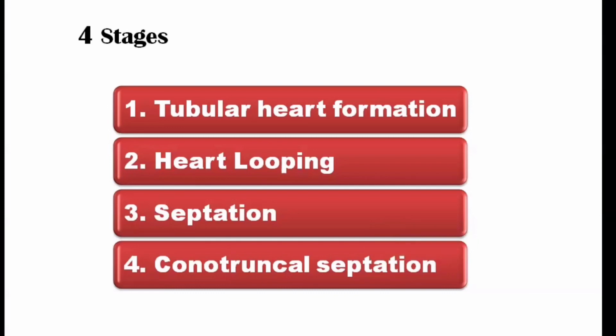First, you have the tubular heart formation. Then you have heart looping, septation, and conotruncal septation. Now, conotruncal septation is where you have the formation of a spiral septum which divides the truncus into aortic and pulmonary portions.